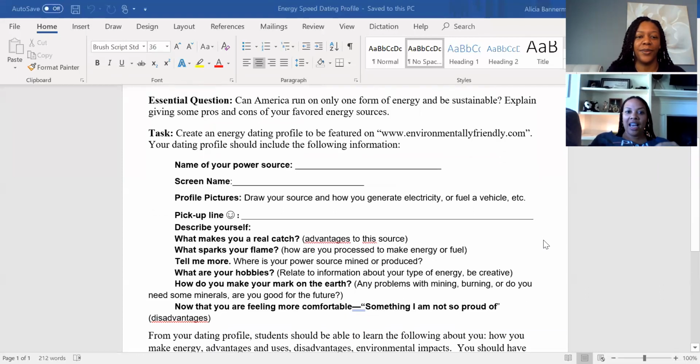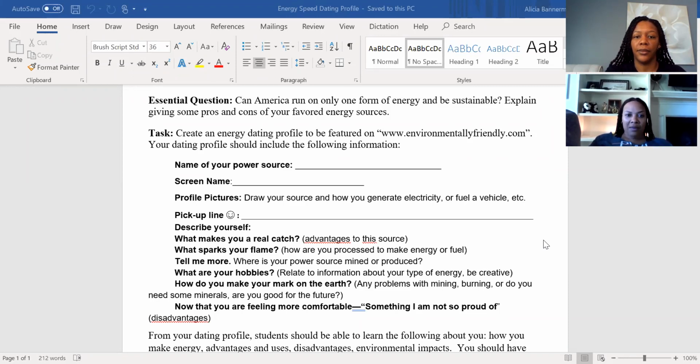So you're going to create an energy dating profile to be featured on www.environmentallyfriendly.com, which is not a real website, okay? All of this is not real. You're not really dating, but you are taking on the personality of someone who is dating if you were an energy source. So, name of the source. We're going to give you an option to choose which energy source you want to be.